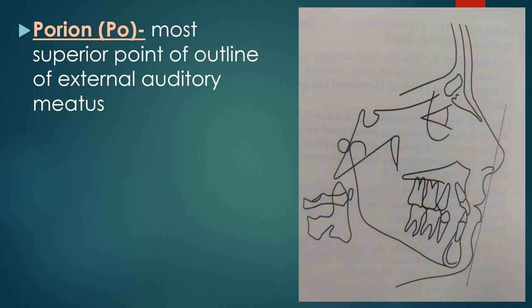Next is porion. Porion is represented as capital letter P and small letter O. It is the most superior point of outline of external auditory meatus and it is present here. Superior point as we mentioned and represented as P, O.